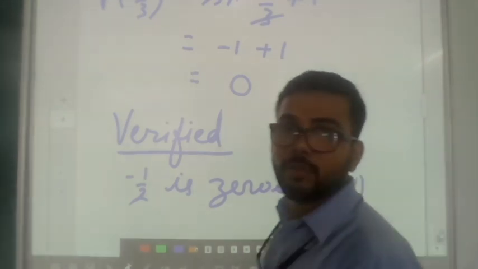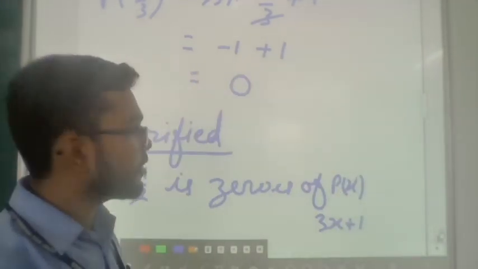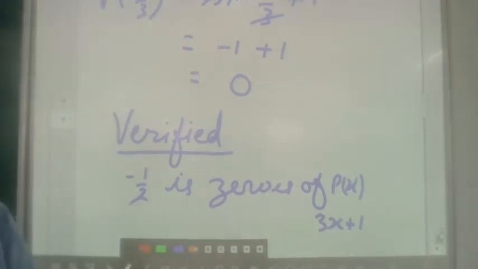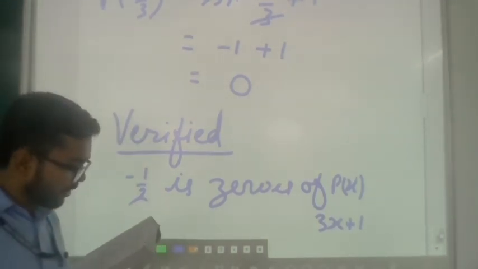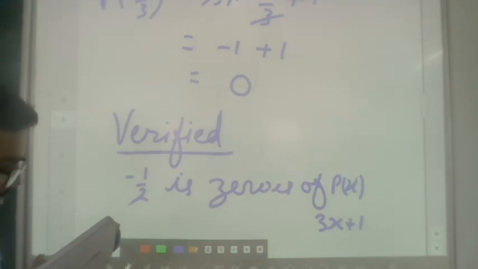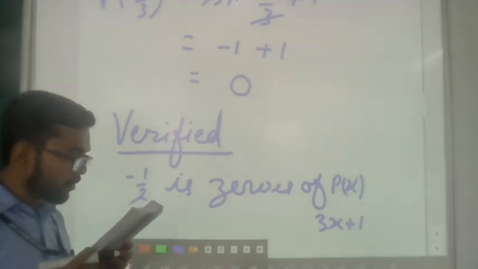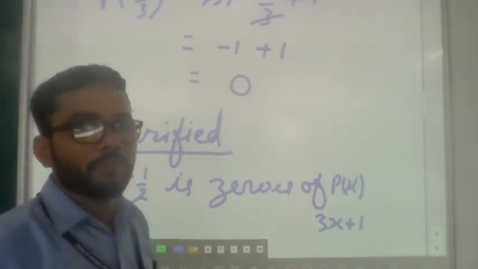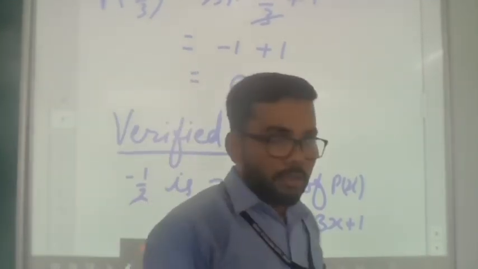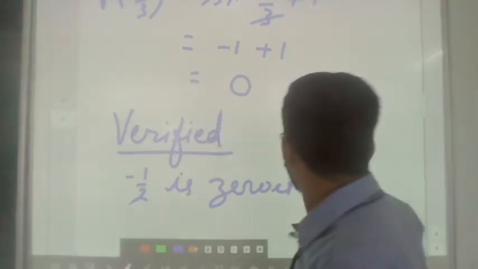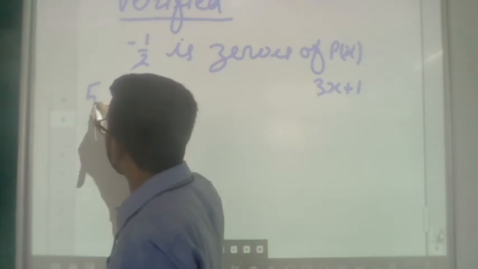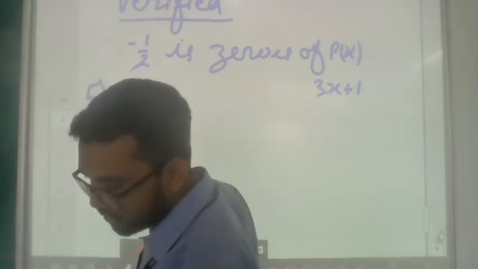Okay. In this way, you will have to solve all the questions given in exercise 2.2. First one, second one, third one, and fourth one. In the fourth one, you have to find the zeros of the polynomial in each of the following cases. You will have to find the zeros. So I hope you all are able to solve all the questions. Question number 5, I will give you a hint for finding the zero.